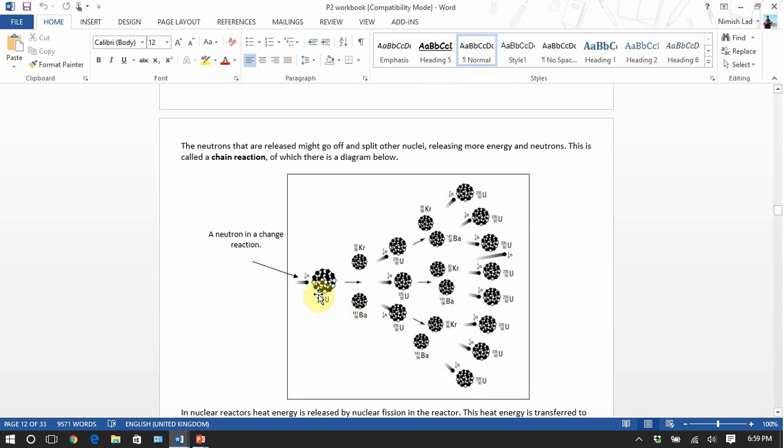These extra neutrons that are released go on and split further nuclei, which causes more reactions to take place. So that's how more energy is released. This is called a chain reaction. One neutron comes in, gets absorbed, splits the single nuclei into 2 nuclei, and then the extra neutrons released go on and split further nuclei.